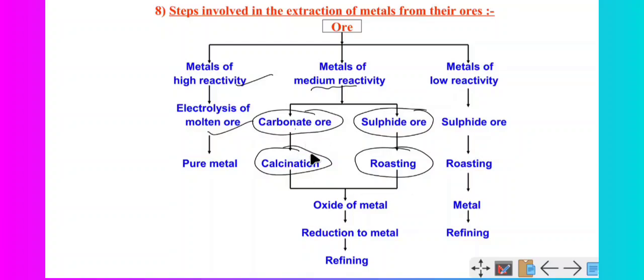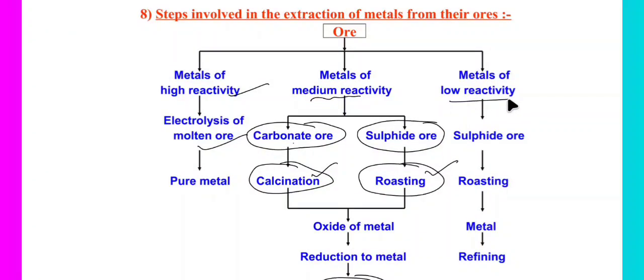In case of carbonate ore, the calcination process is used. In case of sulfide ore, roasting is used. What do you mean by calcination? Calcination is a process of converting carbonate ore to oxide of metal, and roasting is a process of converting sulfide ore to oxide of metal. Next, this oxide of metal will be reduced to metal, and then the refining process will take place.